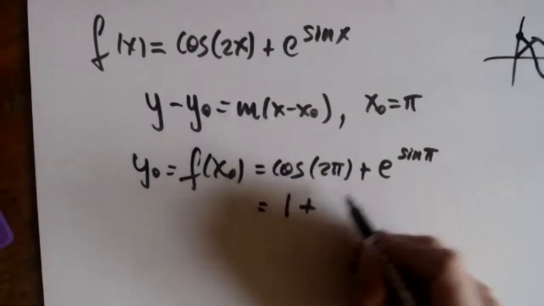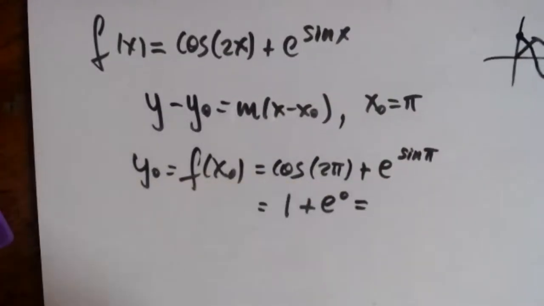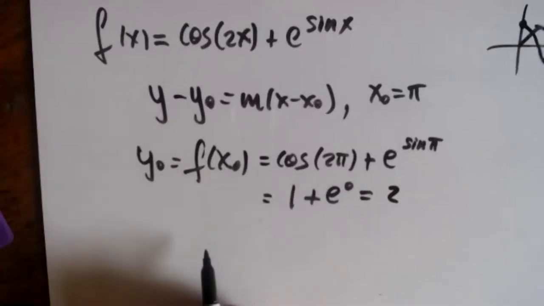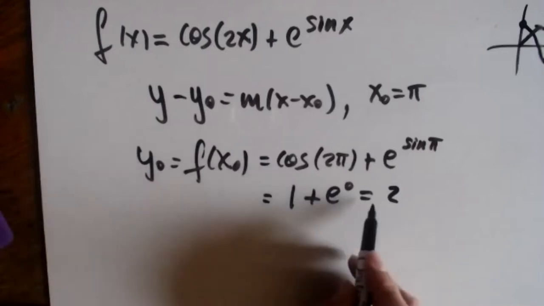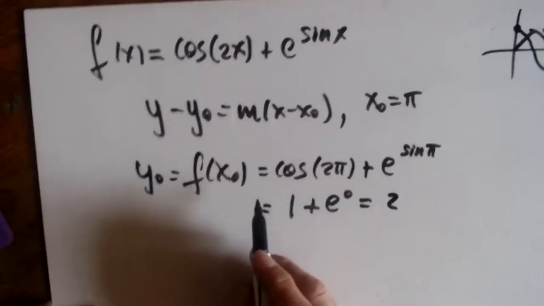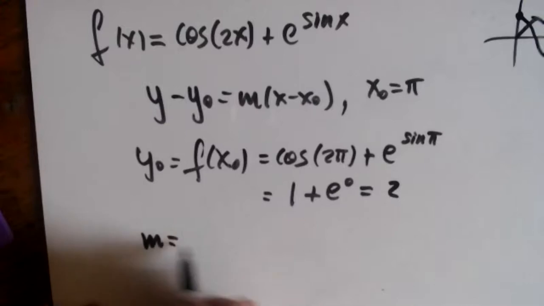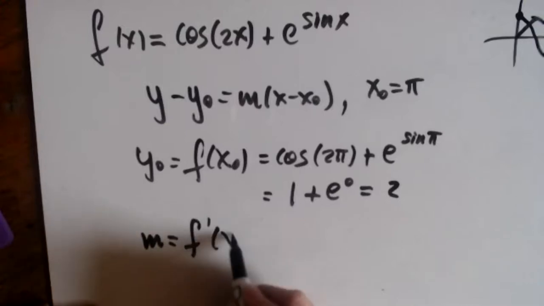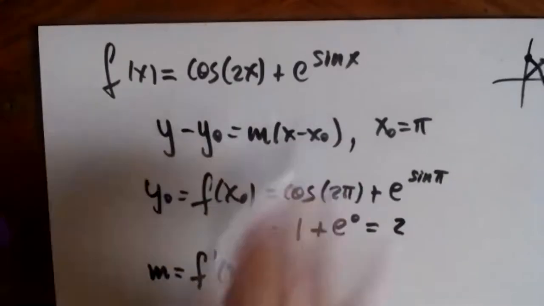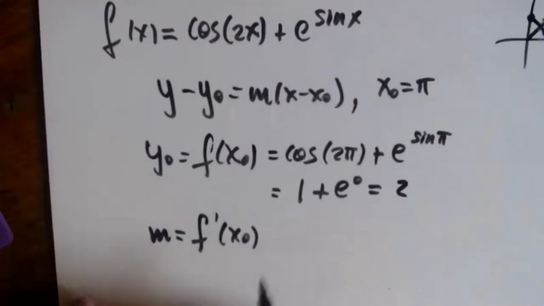Cero, ¿no? 0. So it's e to the 0, so it's 1 plus e to the 0. 1 plus 1 is 2, correct? Then for x equals pi, y equals 2. Now I need the slope. M is f prime at x0, so I have to find the derivative and then evaluate it at pi.